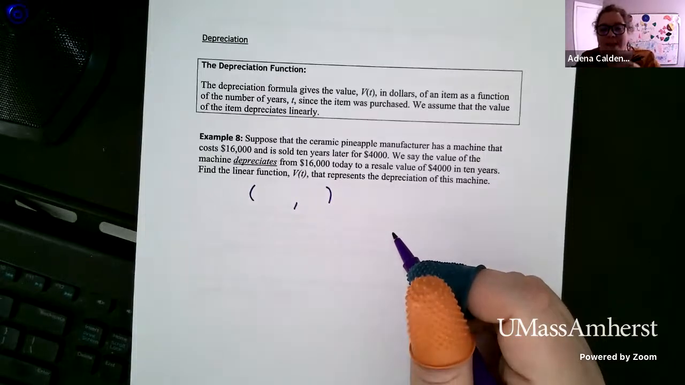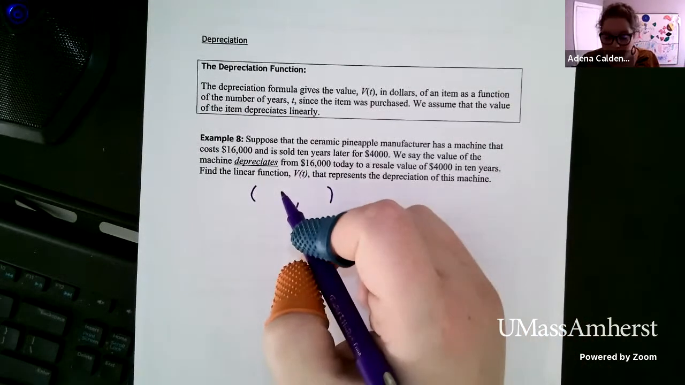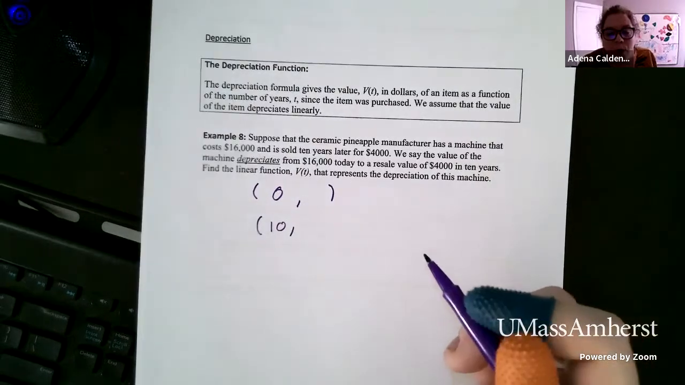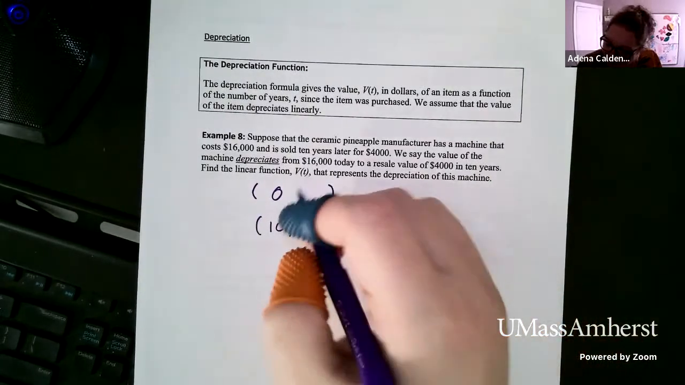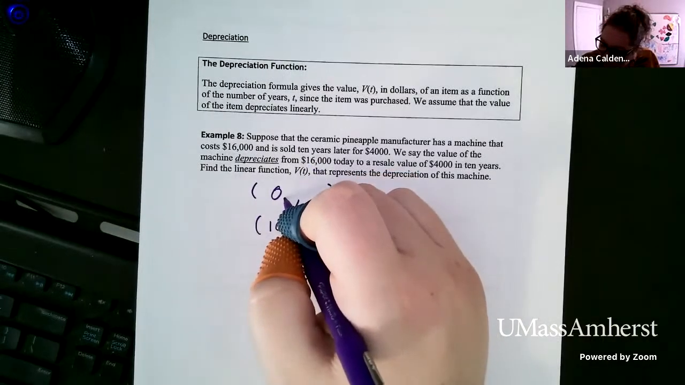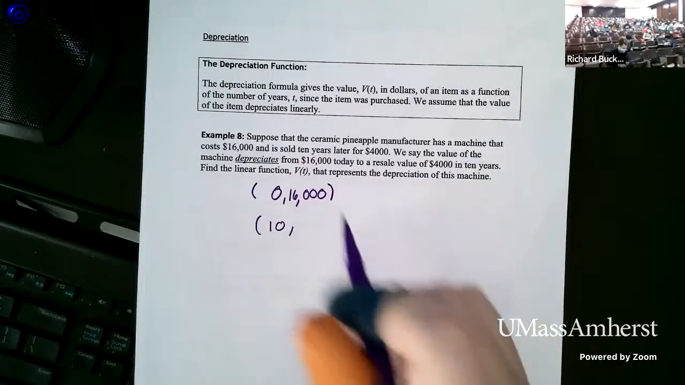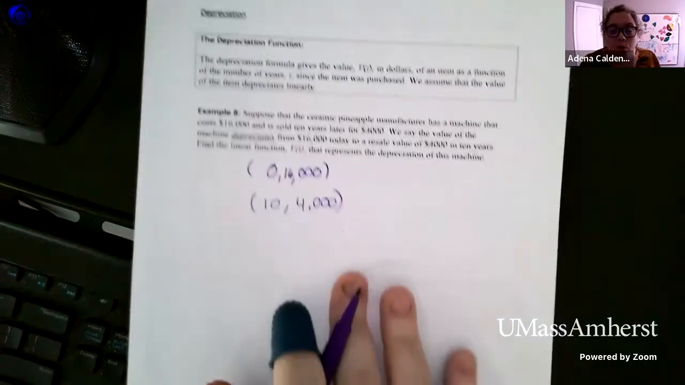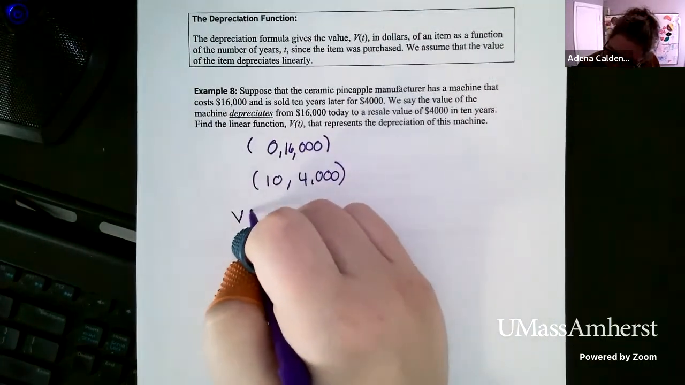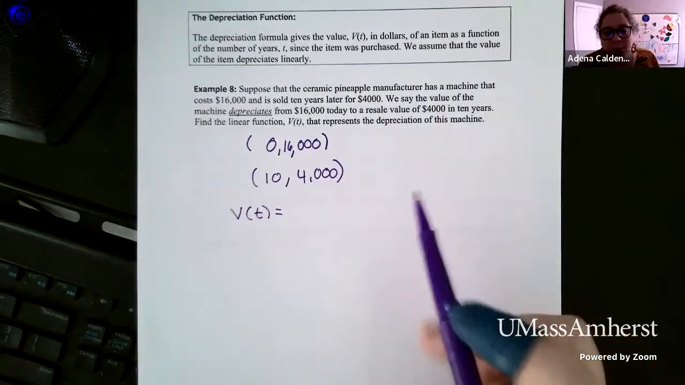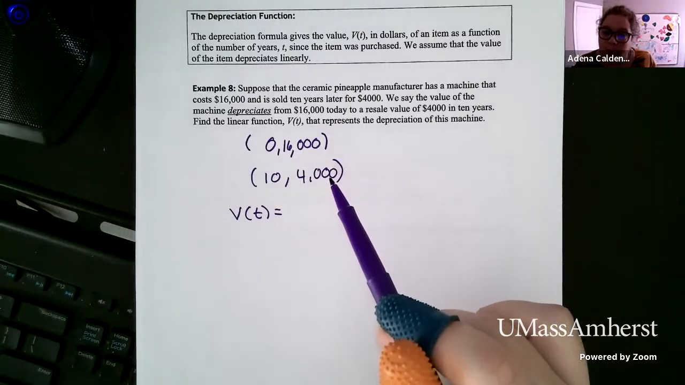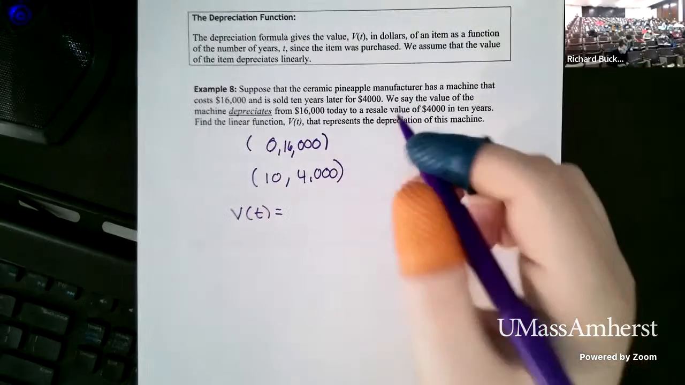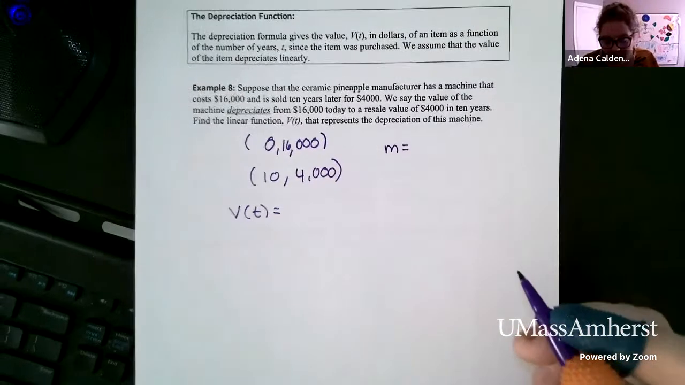So here we're varying time, okay? So we know something about when time equals 0, and we know something about when time equals 10. And what we know is the value at these time points. So at time equals 0, our value is 16,000, right? And at time equals 10, the value is 4,000. So what we want to do is set up an equation that will tell us the value at any time. We know it's linear, and we have 2 data points, so we can use that to find the slope and the intercept B, okay?